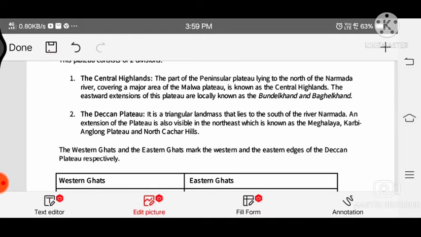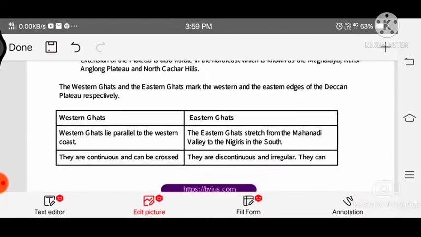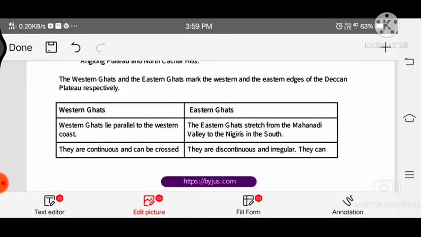Karbi Anglong plateaus and North Cachar Hills, North Cachar Hills. So the Western Ghats. Now we come to the Ghats.